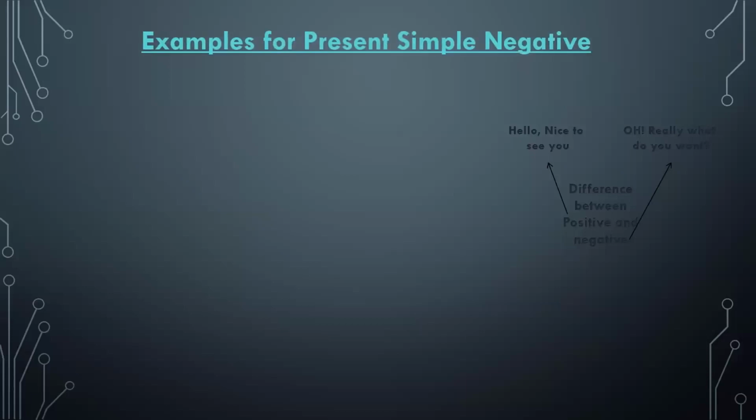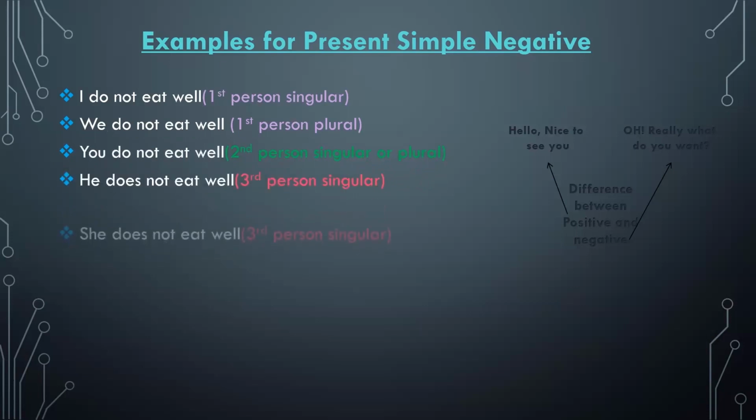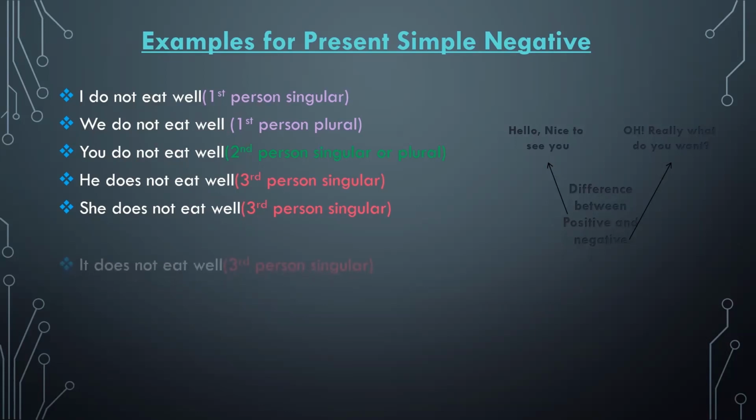Then we have some examples for present simple negative. The first is I do not eat well. It's first person singular. We do not eat well. It's first person plural. You do not eat well. Second person singular and also can be plural. You can be used for second person singular and plural. And then we have he. He does not eat well. It's third person singular. She does not eat well. It's also third person singular. It does not eat well. It's also third person singular.